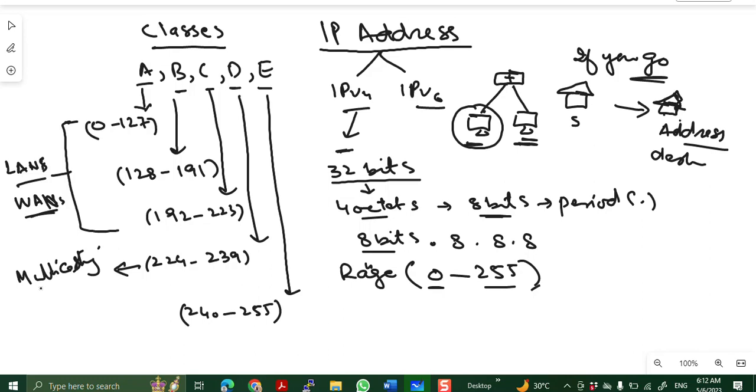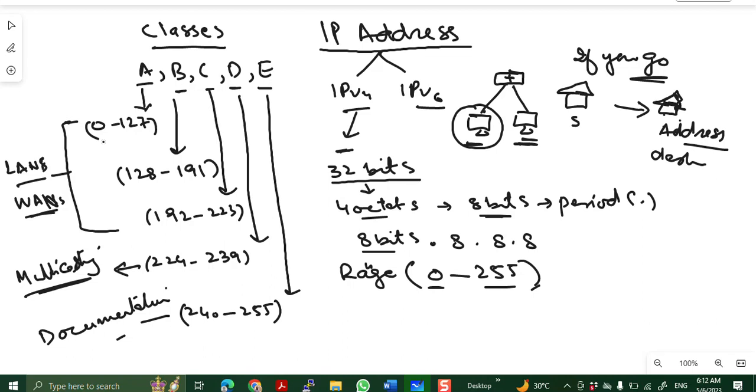When we study multicasting, I will explain class D there. And class E is for documentation. So this is the concept of 5 classes in IP version 4 addresses, right?